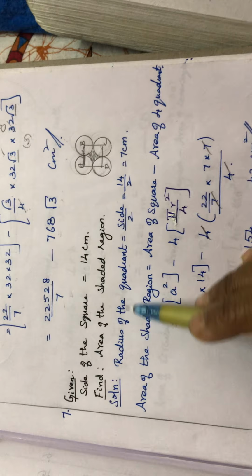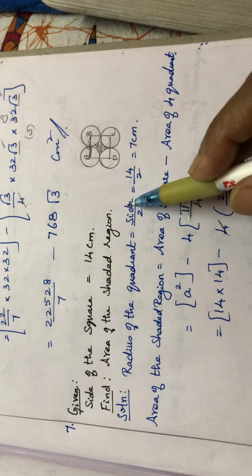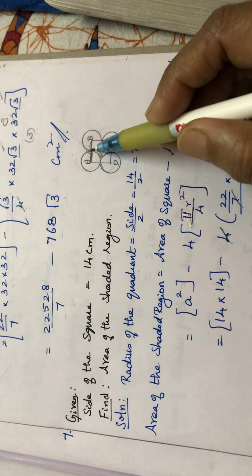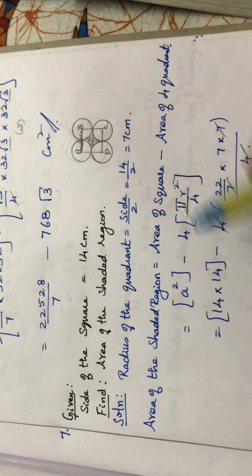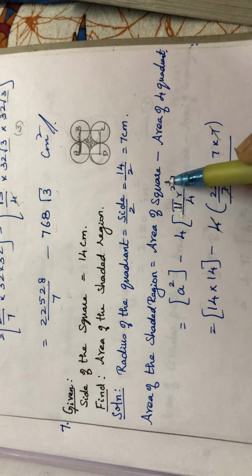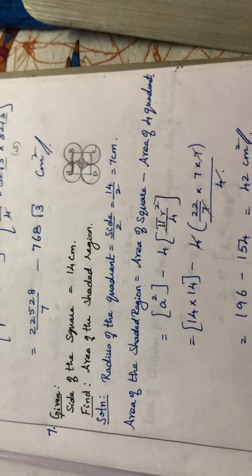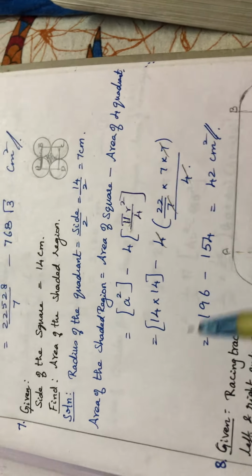So what is the radius of the quadrant? The radius is nothing but half of the side, because only half the side is covered in this radius. So side by 2, 14 by 2, 7 centimeter is the radius. Now area of the shaded region is equal to area of the square minus area of 4 quadrants. Here 4 quadrants are there, 1, 2, 3, 4.